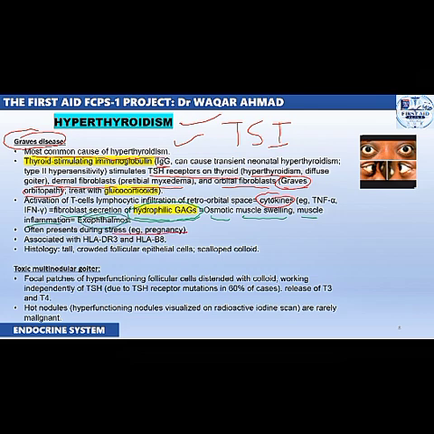Graves' disease often presents during stress like pregnancy and is associated with HLA-DR3 and HLA-B8. On histology, you will see tall, crowded follicular epithelial cells with scalloped colloid.